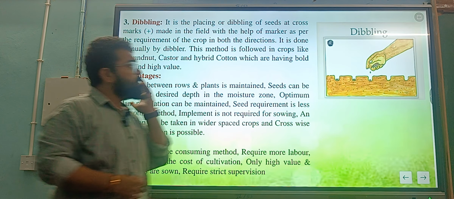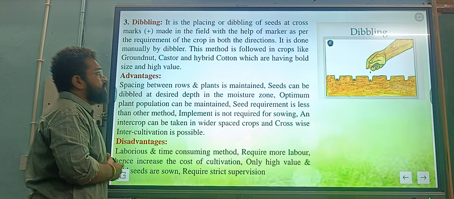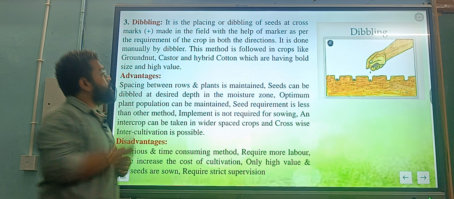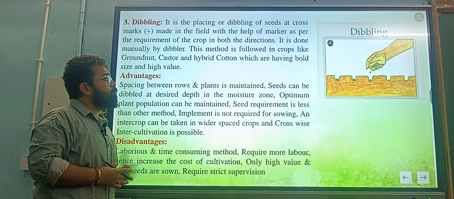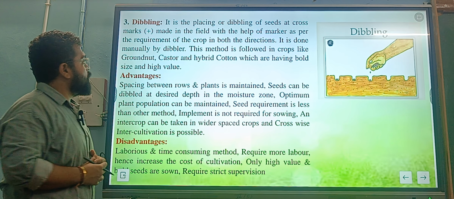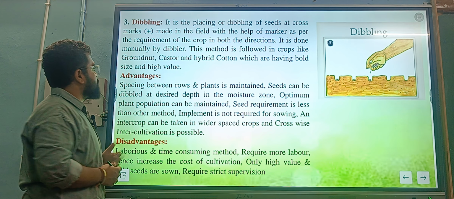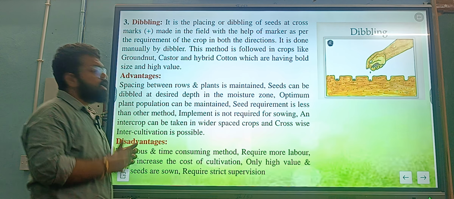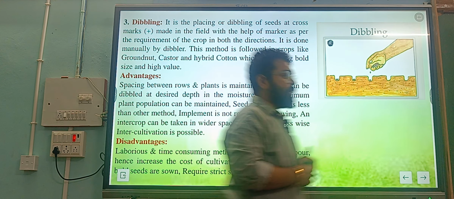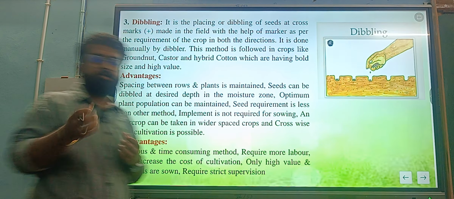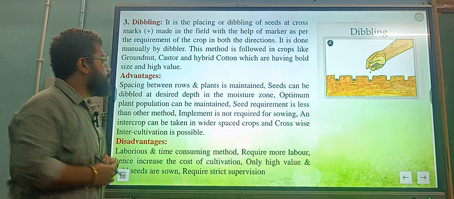The next is dibbling, where the seeds are placed at a cross mark made in a field with the help of a marker as per the requirement of a crop in both directions. It is done manually by a dibbler. This method is followed in crops such as groundnut, castor, cotton, mainly widely spaced crops. When seed availability is very low, you can go with the dibbling sowing.